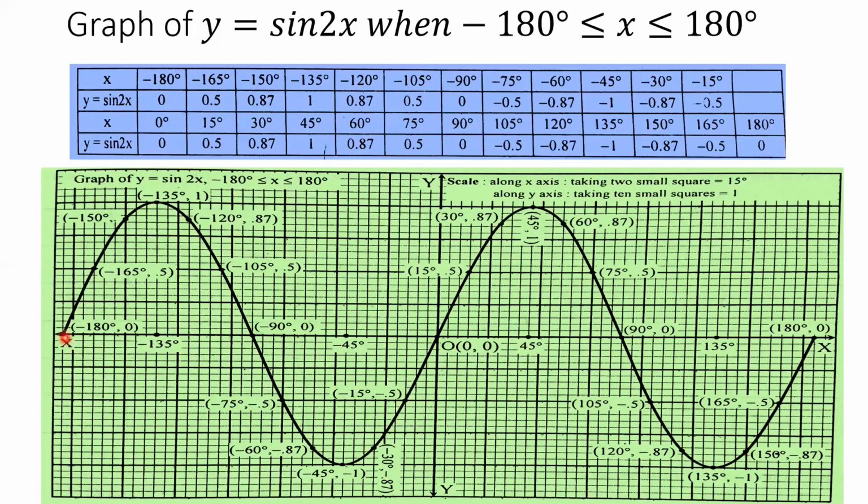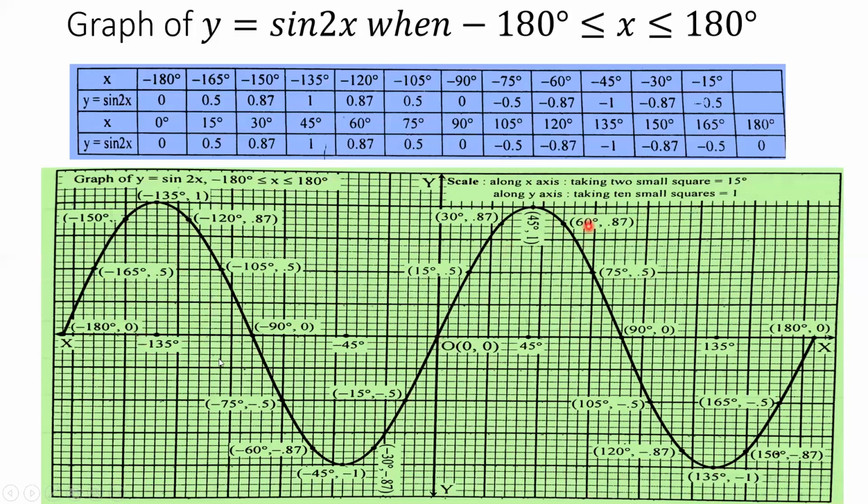Here, at x equal to minus 180 degrees, the value of y, that is sin 2x, equals 0. This point is minus 180 degrees, 0. Also this point, minus 90 degrees, 0. Here, the maximum value of sin 2x is 1, 1. The minimum value of sin 2x is minus 1. This is also minus 1. And this is the origin, 0, 0.